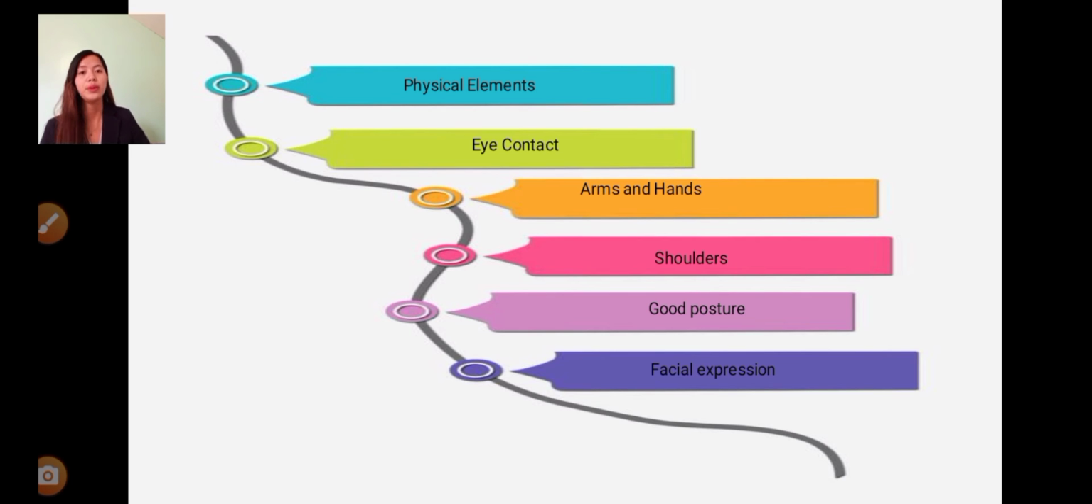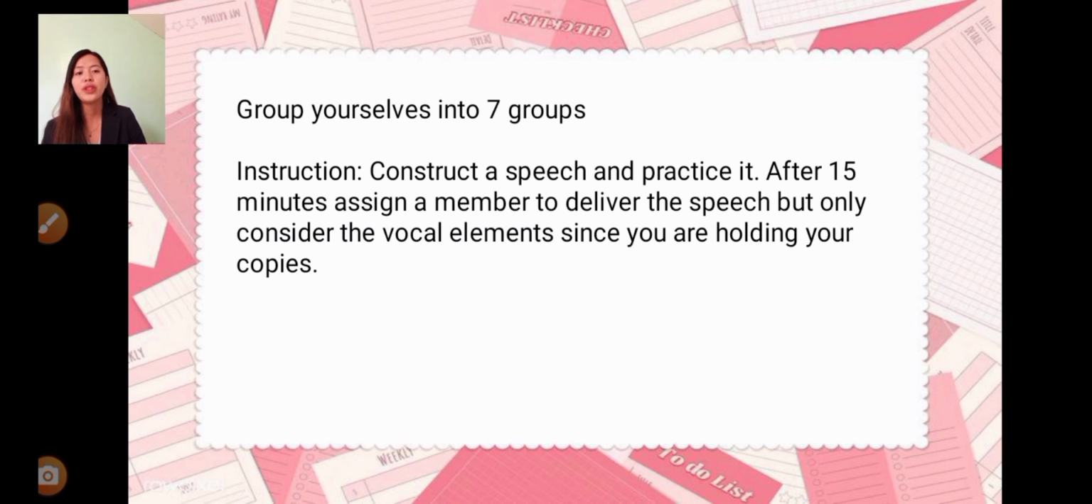So those are the two important elements or principles of speech delivery, the vocal elements and the physical elements. So I have an activity for you today. I want you to group yourselves into 7 groups. I want you to construct a speech and practice it. After 15 minutes, assign a member to deliver the speech, but only consider the vocal elements since you are holding your copy. So I am giving you a task to deliver a speech using those vocal elements. Apply those in your activity.